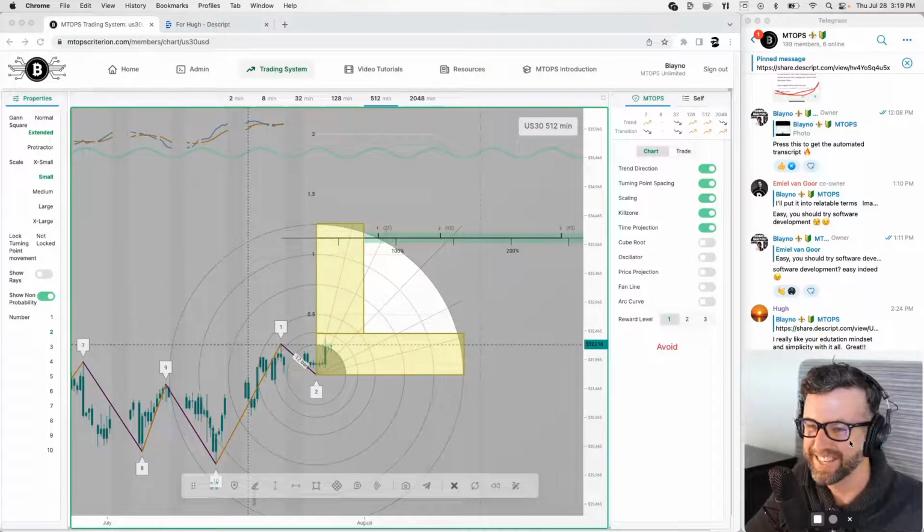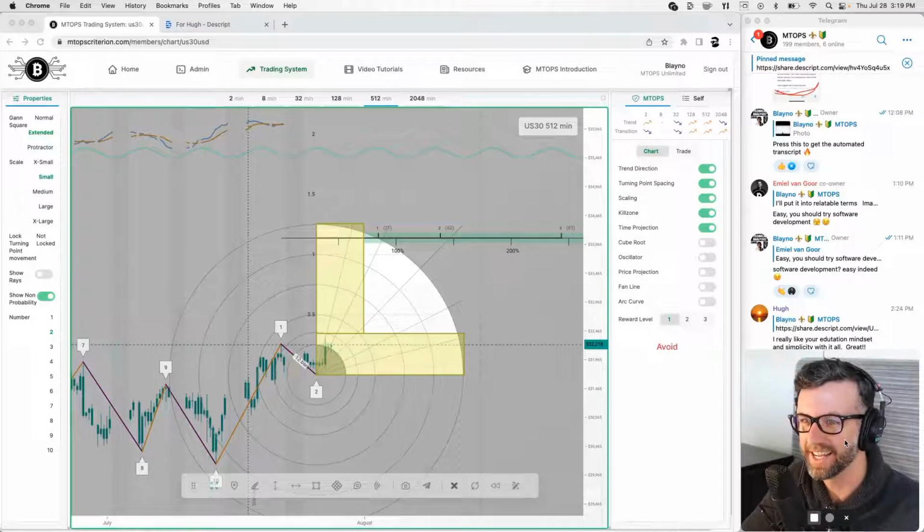Dude, it's so cool to have this software, I must tell you. It's eradicated so many problems of mine. Just like what MTOPS is to trading, the software is for me.